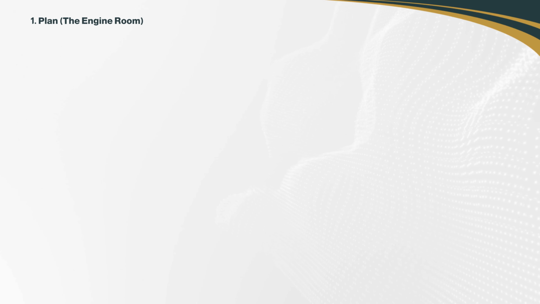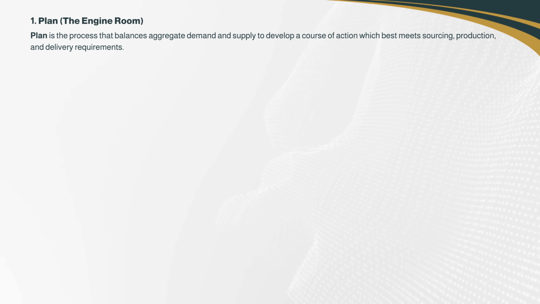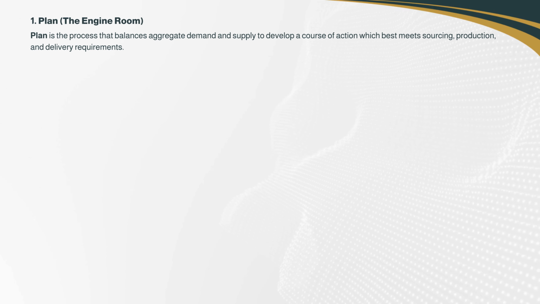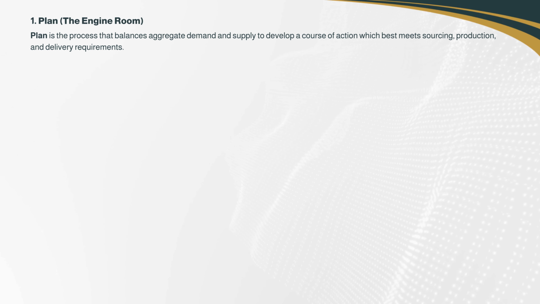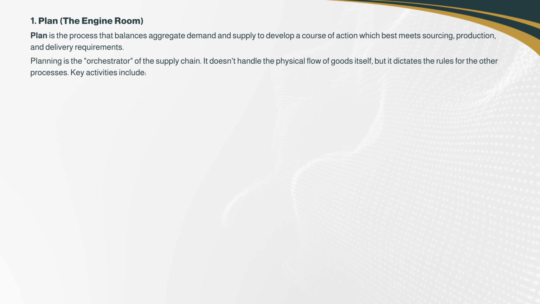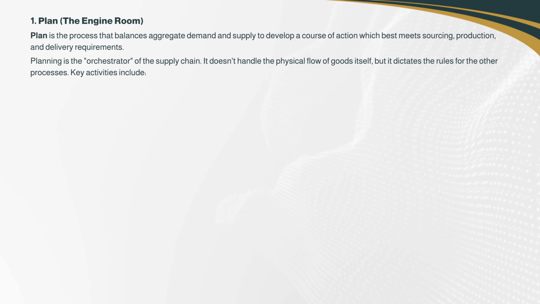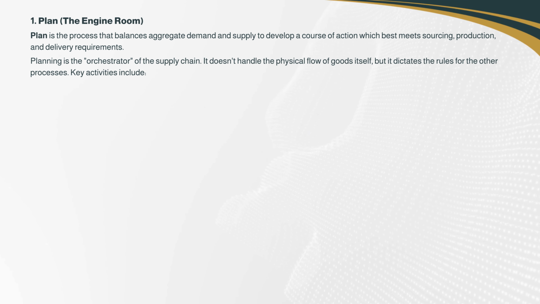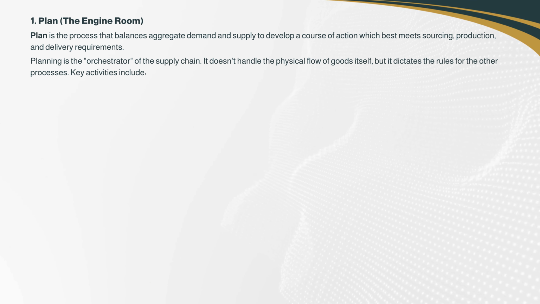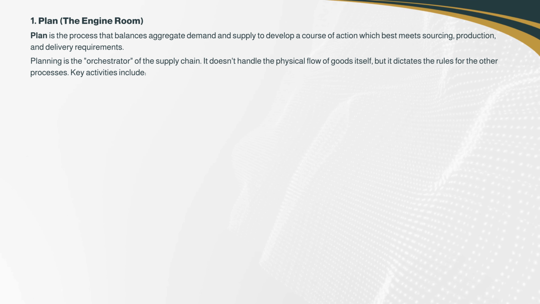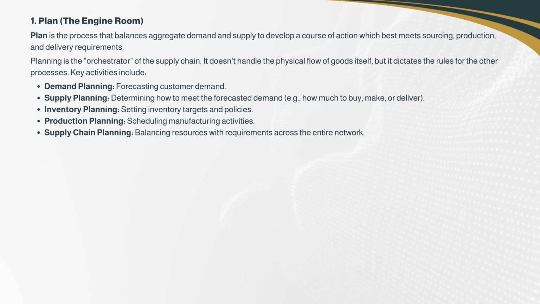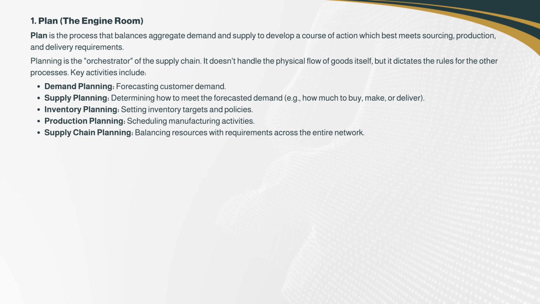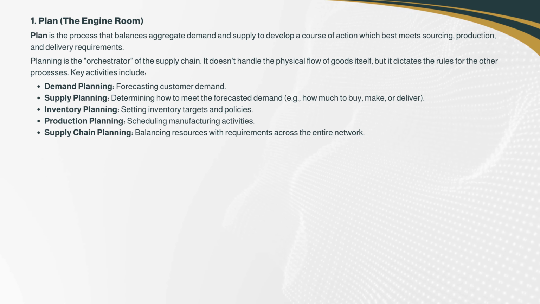1. Plan. The engine room. Plan is the process that balances aggregate demand and supply to develop a course of action which best meets sourcing, production, and delivery requirements. Planning is the orchestrator of the supply chain. It doesn't handle the physical flow of goods itself, but it dictates the rules for the other processes. Key activities include demand planning, forecasting customer demand, supply planning, determining how to meet the forecasted demand, e.g., how much to buy, make, or deliver.